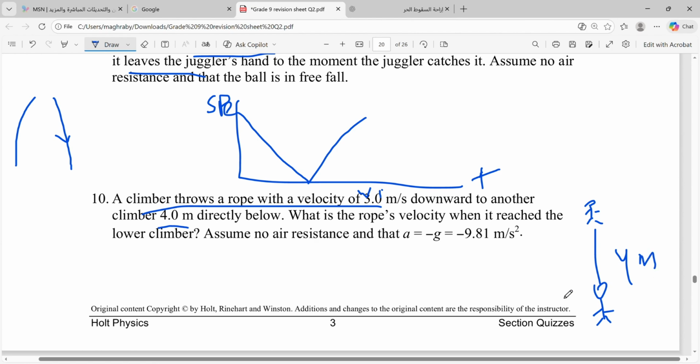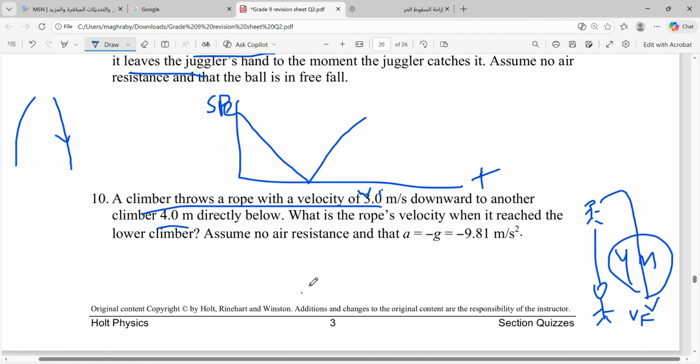So he threw the rope from here to get to his friend. What is the rope velocity when it reaches the lower climber? The velocity means the V final when it gets here. Assume there is no air resistance. So you need the V final, and you have the displacement or the Y. Do you have the time? No, you don't. So we have to use the final equation.